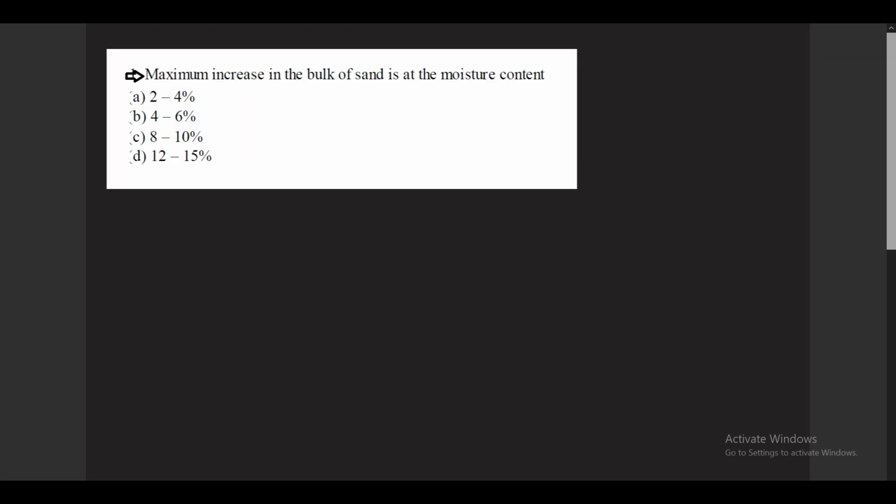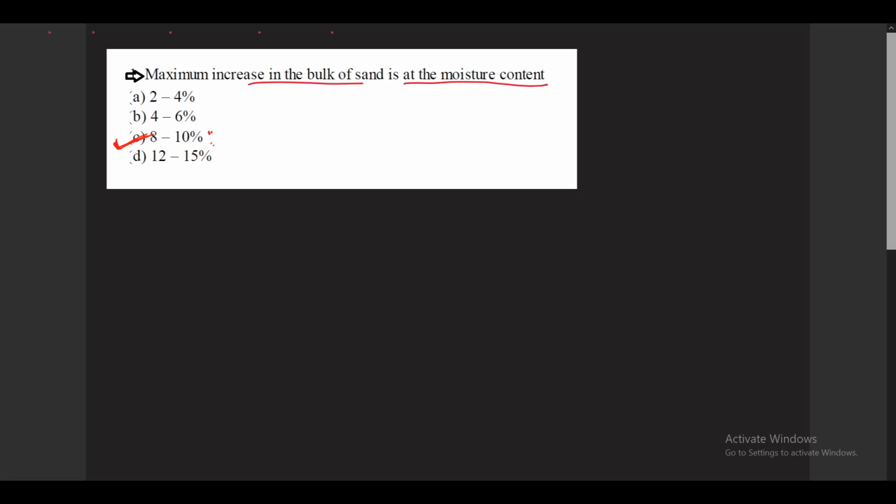Now the next question is, the maximum increase in bulk of sand is at the moisture content. So they are asking at what moisture content there is a maximum value of the bulking. If you see the options, the first one is 2 to 4, the next one is 4 to 6, the third one 8 to 10, and the last one is 12 to 15. So the correct option over here is option C, that is 8 to 10%. This is from experimental study, that this value is between 8 to 10%. There is no concept behind that.